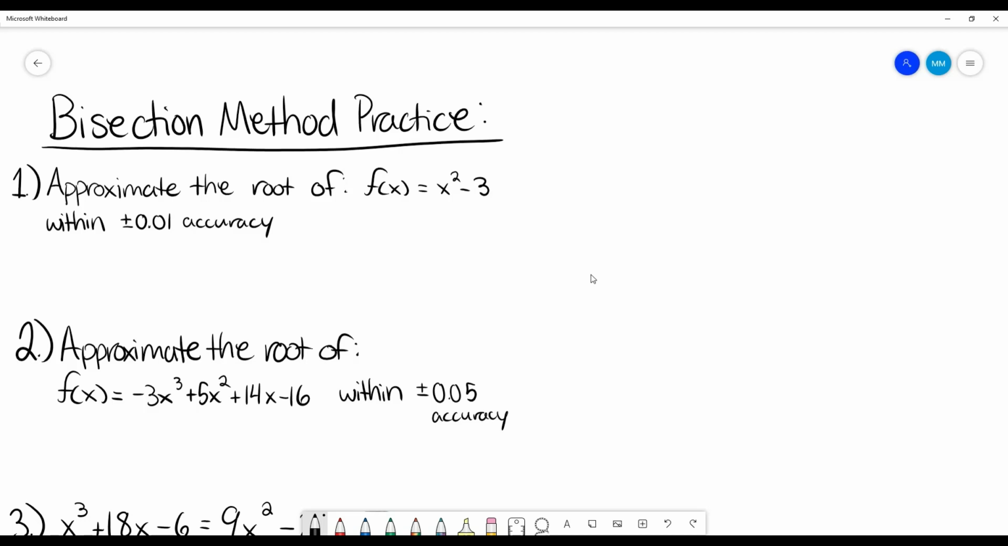Let's see. So we first have to figure out an appropriate interval. I would just plug in maybe a couple values, see where they take us. Let's try plugging in f of 0. Obviously, f of 0 is going to get us a -3. Okay, so we get a negative number. If I plug in f of 2, that gets me 4 minus 3, which is 1. This is good because one of our values is positive and the other is negative. So we can use this interval of 0 to 2, because this is going to be negative and this is going to be positive.